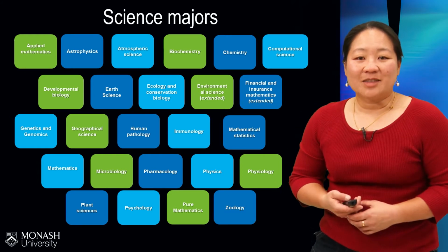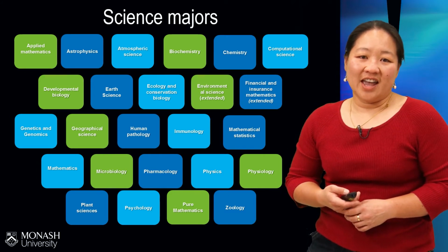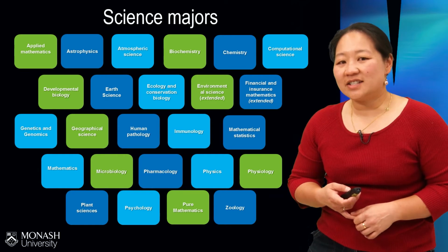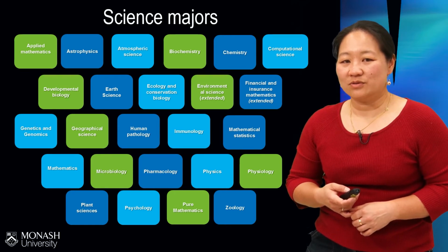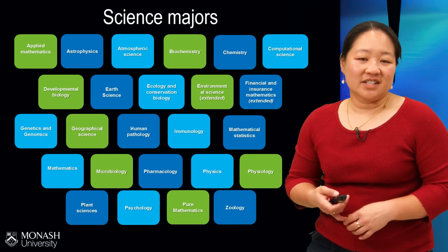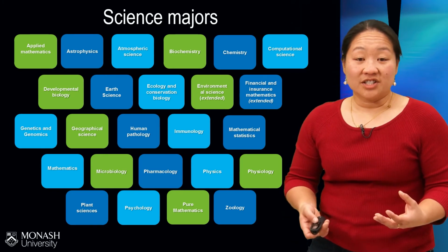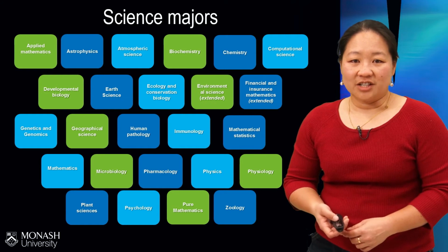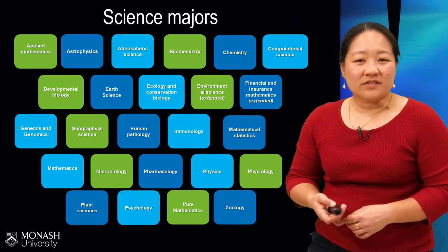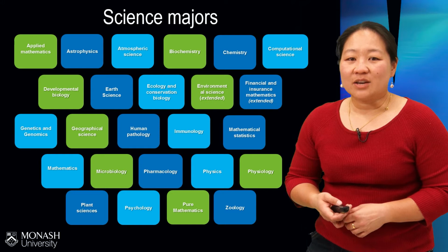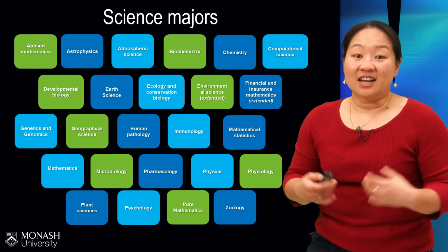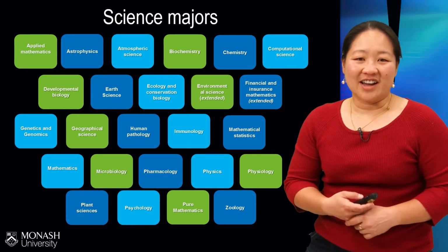I suggest looking at the many disciplines that we offer and consider areas you may not necessarily have explored yet at school. For example, we offer majors in earth science, environmental science, human pathology, and developmental biology. We often hear of students who have tried units in fields they would not have normally considered and love it so much they've made a career out of it.